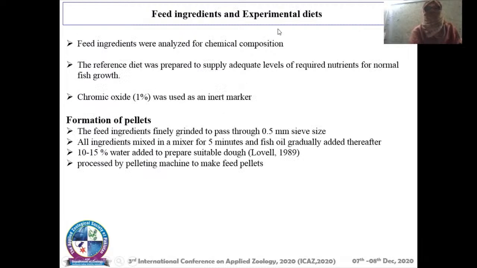Feed ingredients and experimental conditions. Feed ingredients were analyzed for chemical composition. The reference diet was prepared to supply adequate levels of required nutrients for normal fish growth. Formic oxide was used as an enhancer.